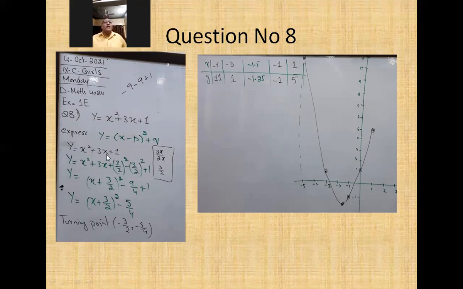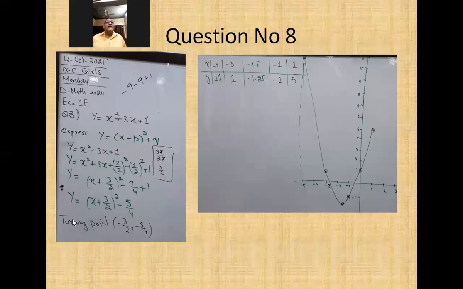Here we have x squared plus 3x plus bracket 3 by 2 bracket close whole square, minus bracket 3 by 2 bracket close whole square, plus 1. These three terms make x plus 3 by 2 whole square. This gives you minus 9 by 4 plus 1. So you take the LCM, it will be minus 9 plus 4, which is minus 5. So you have x plus 3 by 2 whole square minus 5 by 4.